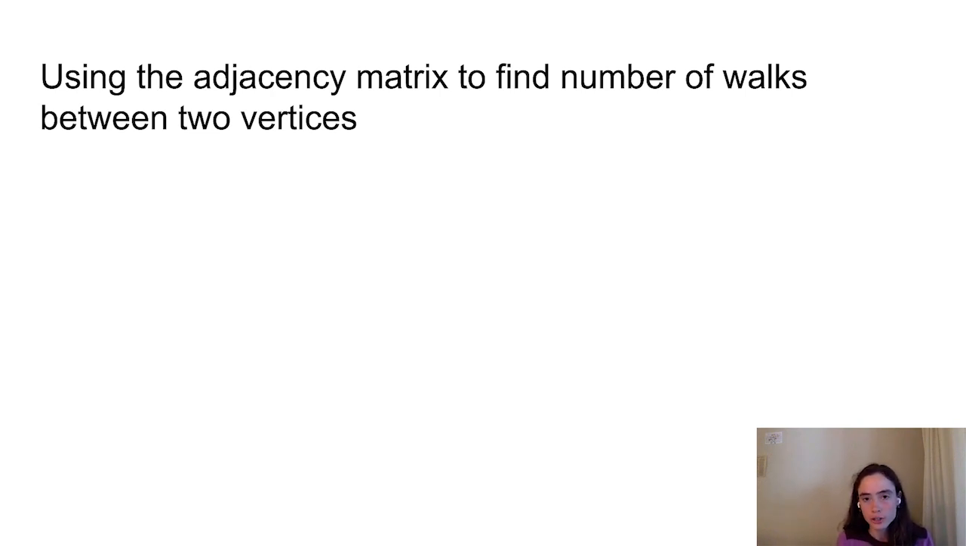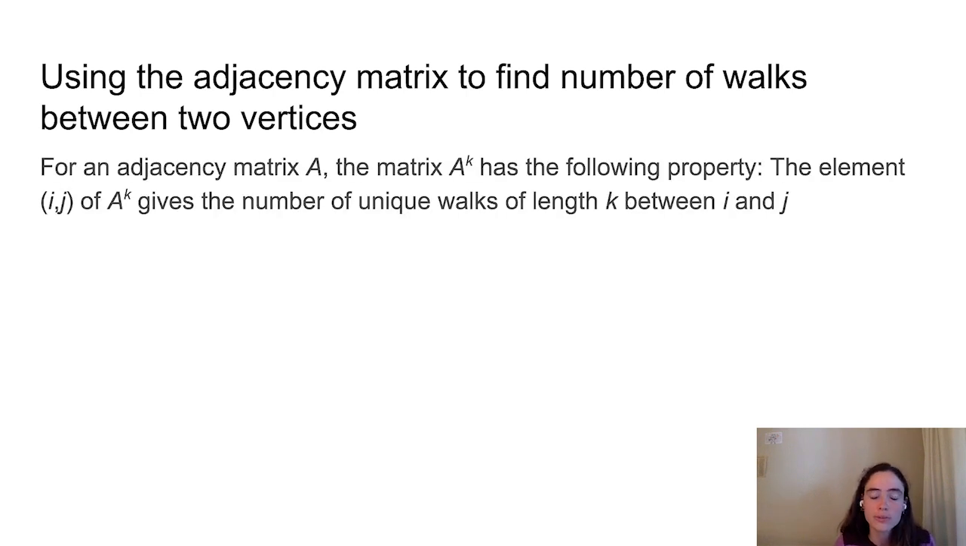Matrix structures for storing graphs have some interesting properties beyond just the simple data structure that we've talked about so far. For example, an adjacency matrix of a graph can be used to find the number of walks between any pair of vertices of a given length. Specifically, if we have an adjacency matrix A, then when we raise the matrix to the power k, each element ij of the matrix will give the number of unique walks of length k between vertices i and j.